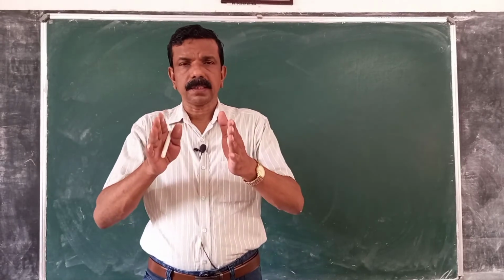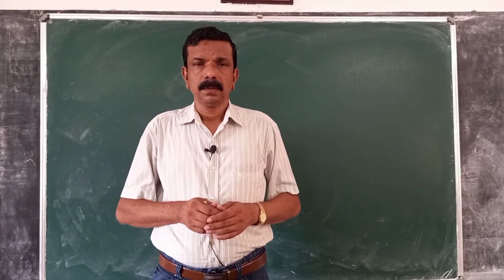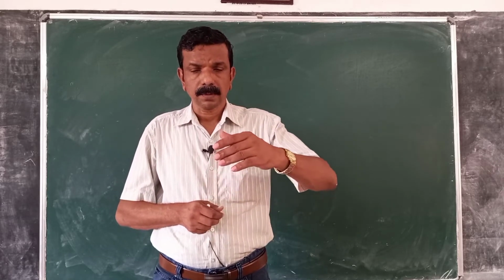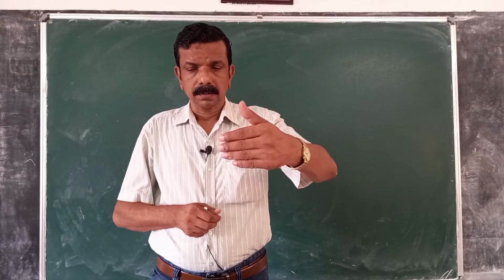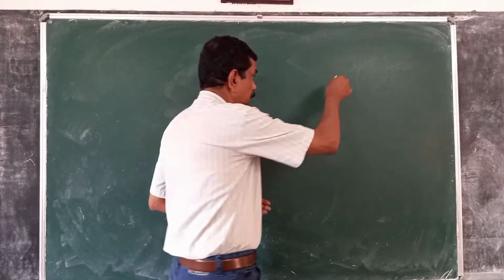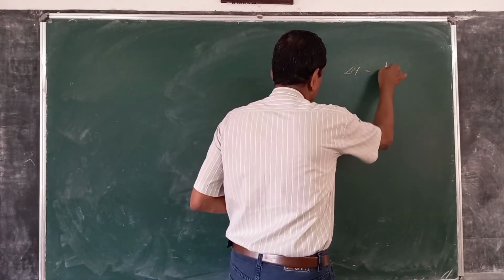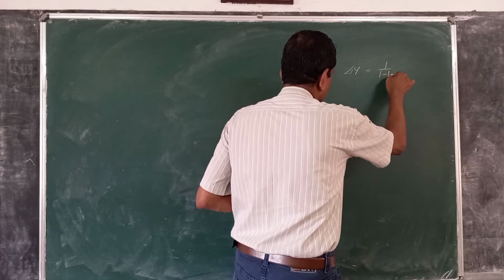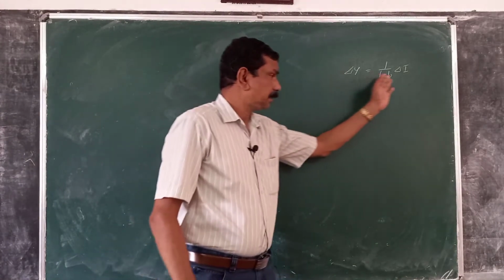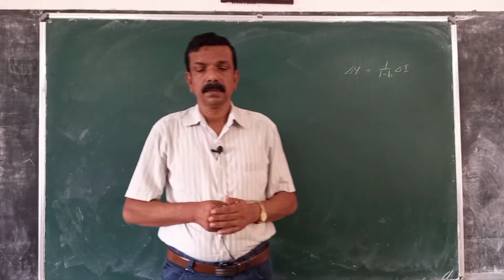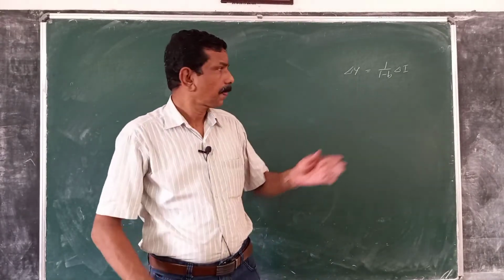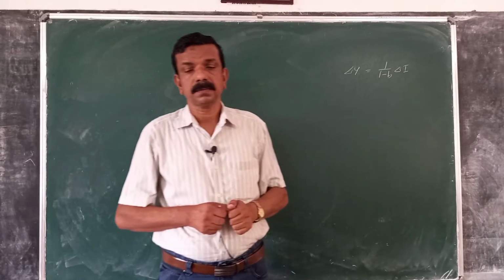The first issue that I consider is why the increase in income is a multiple of the increase in investment. Delta y is equal to 1 by 1 minus b into delta I. This is the first issue that we discuss. Why is the increase in income a multiple of the increase in investment?